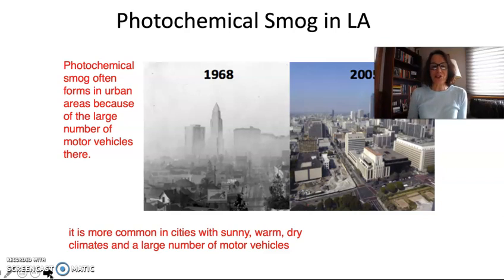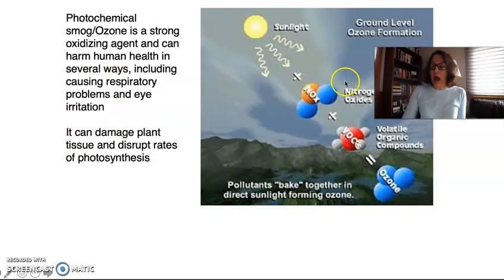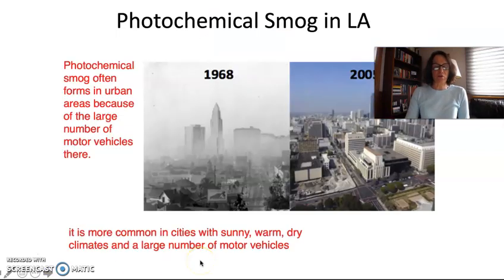And here's an image of before and after, 1968 to 2005. The reason that we greatly reduced ozone formation is because we reduced NOx. And if I can reduce the concentration of NOx, I'm going to reduce the amount of ozone that forms. Remember, this molecule does not exist as a naturally existing compound in the troposphere.